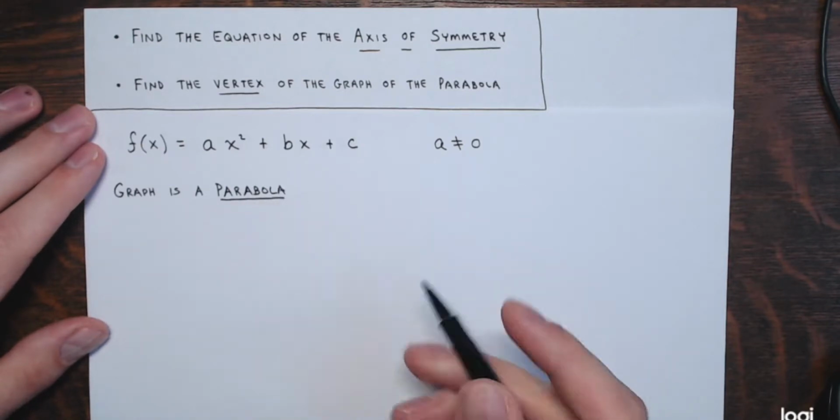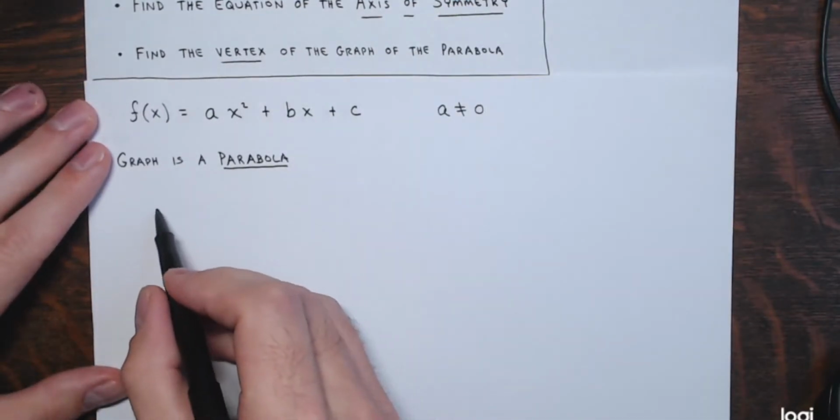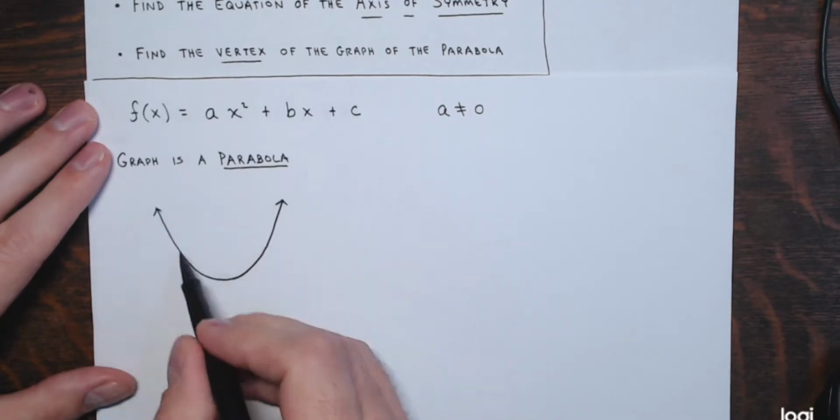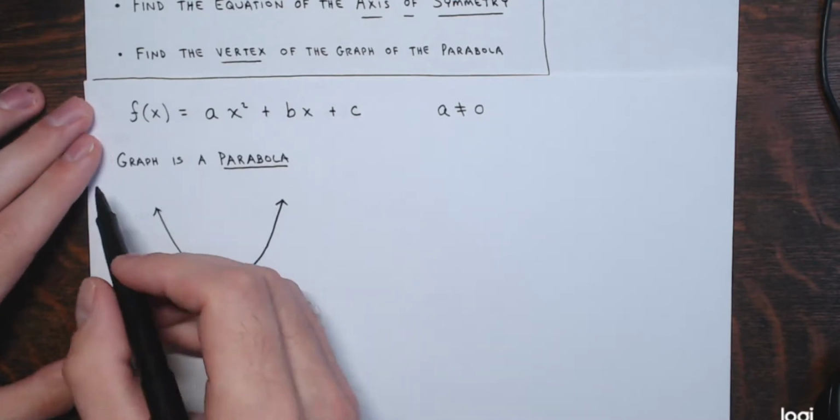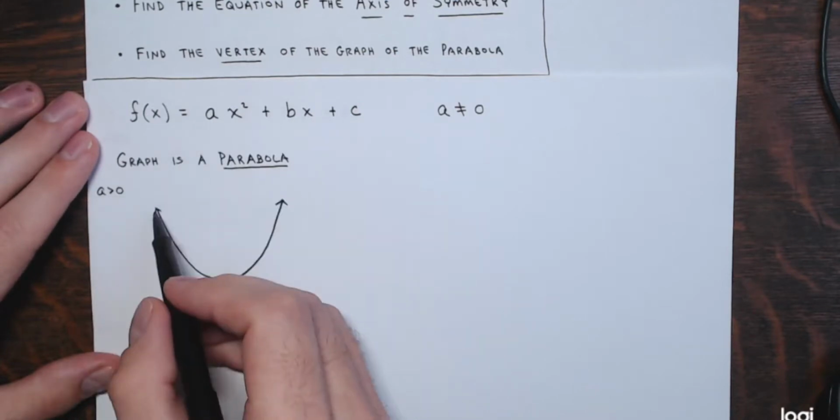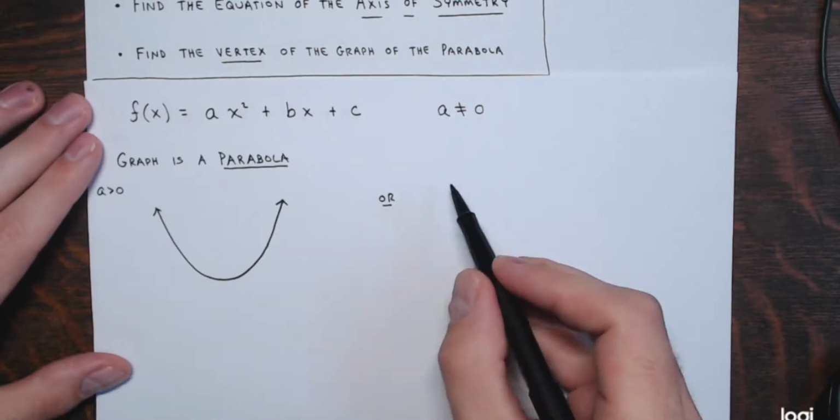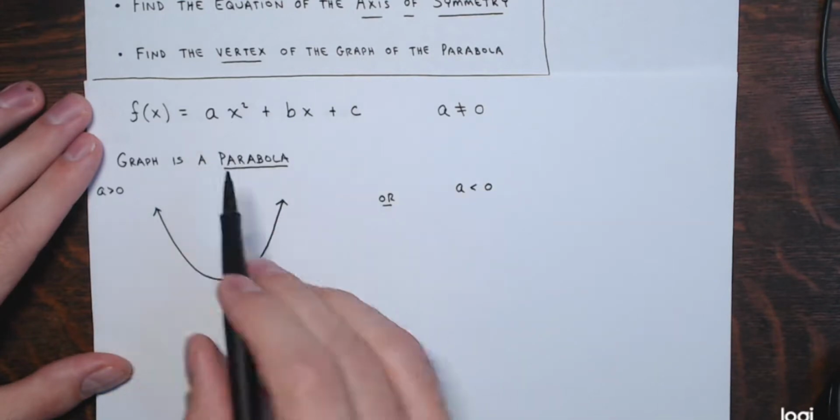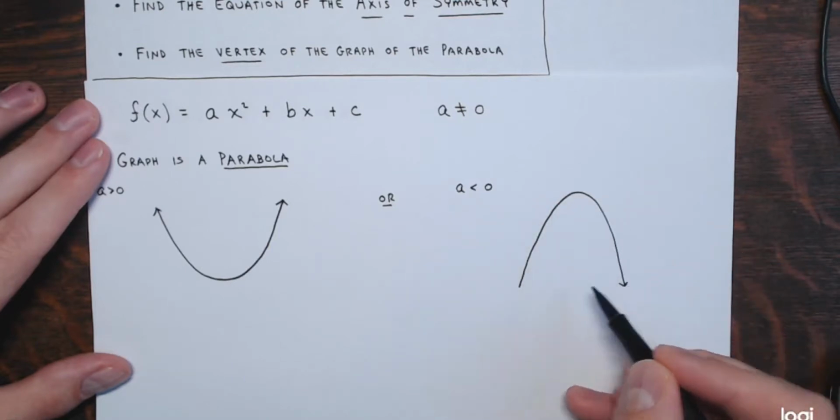It could be opening up like this, looking like a kind of a U shape. That's if a is positive. Remember that if the lead coefficient is positive, the parabola will be opening upward. Or if a is negative, if this lead coefficient is a negative number, the parabola is opening down. This is something I've pointed out in a previous video.